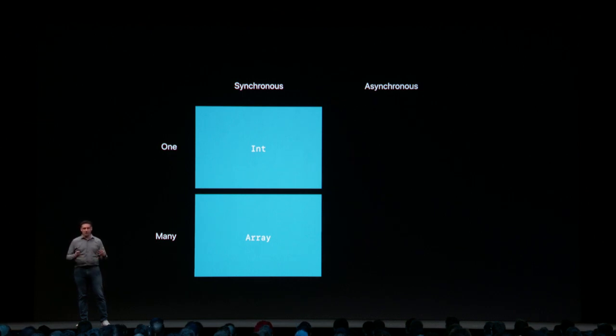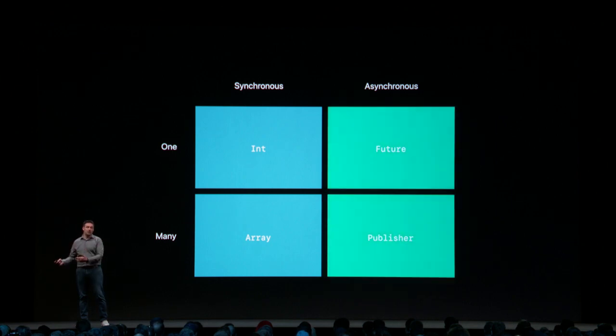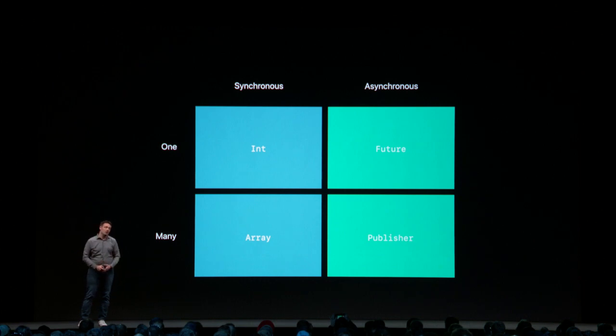In Combine, we took these concepts and mapped them into the asynchronous world. So if you need to represent a single value asynchronously, it comes later, we have a Future. If you need to represent many values asynchronously, that's a publisher. So what that means is that if you're looking for a particular kind of operation that you already know how to do with an array, try using that name on a publisher. Let me show you an example.